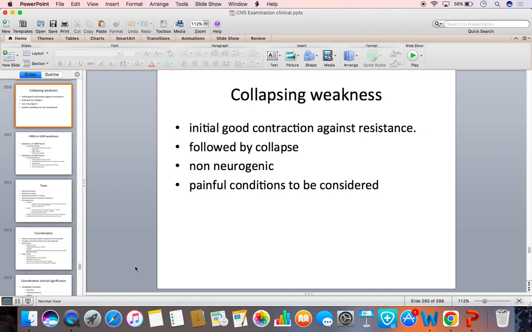Then what is collapsing weakness? Initial good contraction against resistance followed by collapse. You are offering good resistance against the resistance, contracting with good power against resistance, but suddenly it is given away. This occurs in non-neurogenic disorders, usually painful conditions of the joint. Initially, you offer more resistance and the active movement is good, followed by collapse. This occurs in painful conditions of the joint.